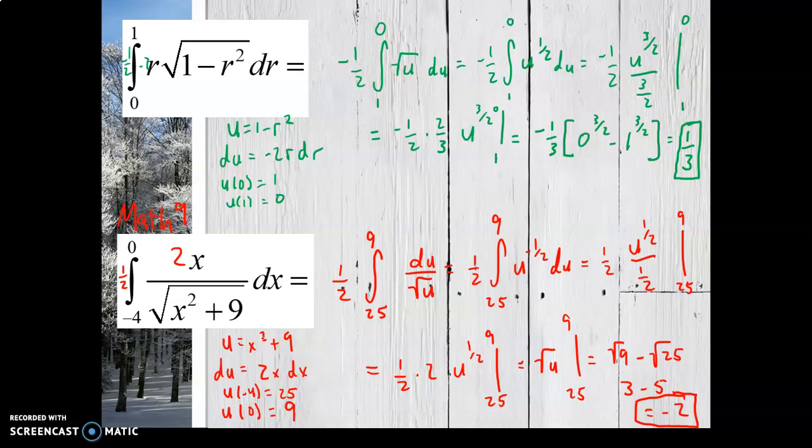Second one, similar idea. u is x squared plus 9. Du would be 2x dx. So I need a 2 here and a 1/2 out front.